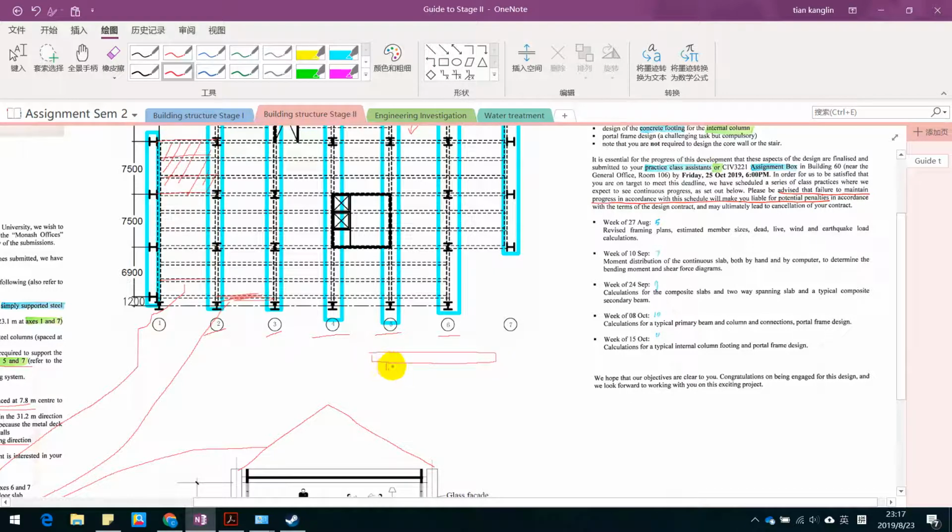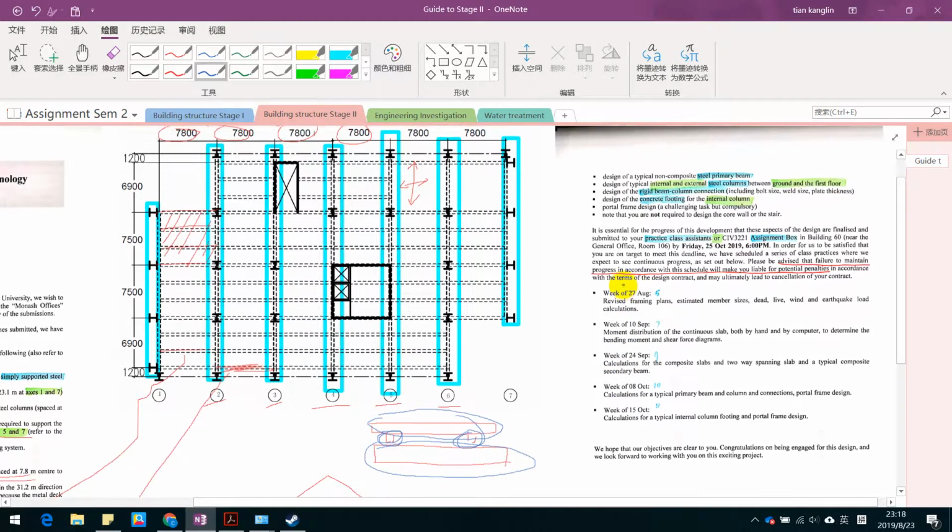this is the secondary beams, this is the slab, this is the slab, and these two are secondary beams. So the primary beam, for example, is here, which supports the two secondary beams. Therefore, we need to calculate the dimension, for example, of the primary beam.